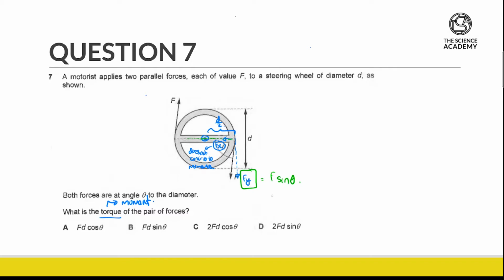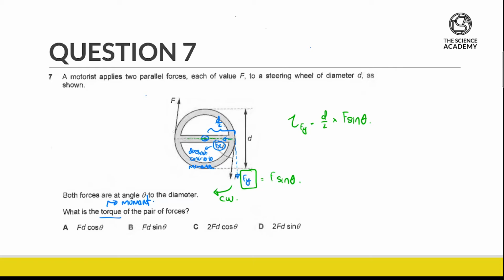So the moment due to Fy is going to be D over 2 multiplied by F sine of theta. And in this case, we can see that it will cause the steering wheel to turn in a clockwise manner.